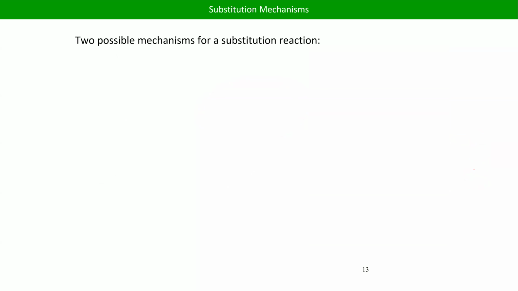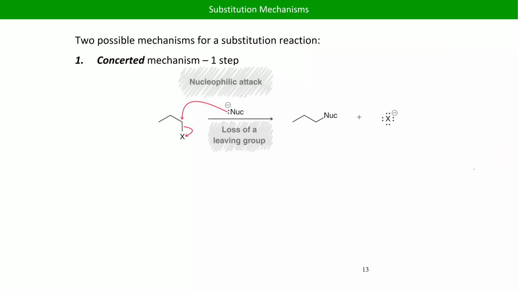All right, so let's talk about how the substitution reactions actually happen, because that's going to give us some insight. There are two possibilities that they were looking at when they were first trying to figure out the actual steps involved. There are really two things that have to happen for a substitution reaction. Your nucleophile has to attack and your leaving group has to leave.